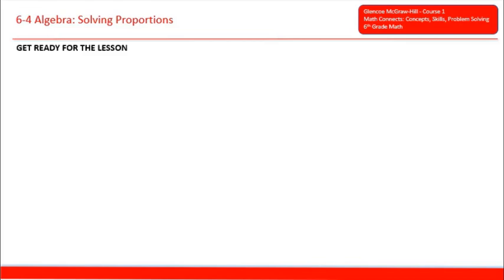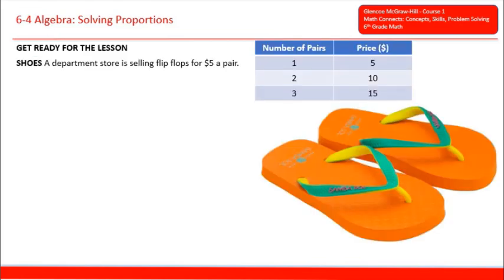All right, getting ready for the lesson. A department store is selling flip-flops for $5 a pair. So that gives us easy numbers. We know one pair is $5, two pairs $10, three pairs $15.